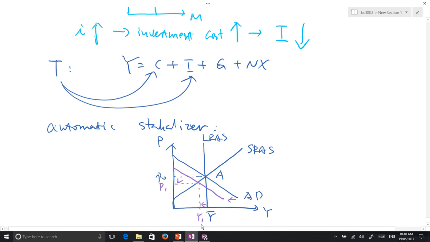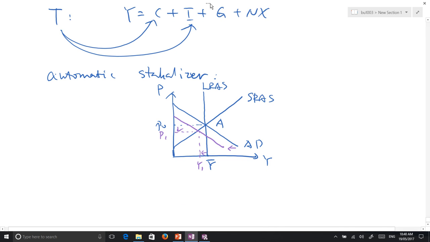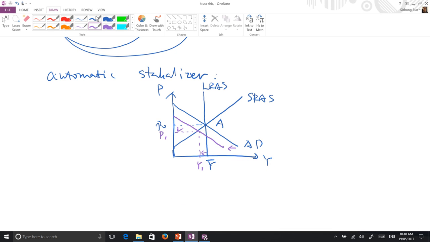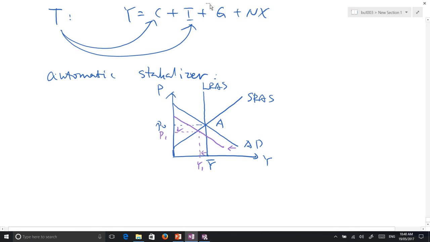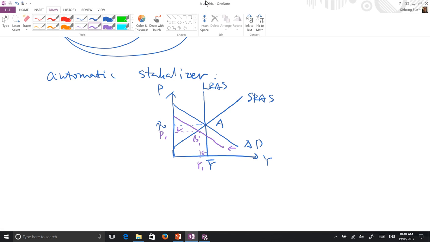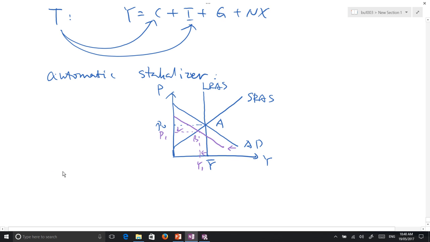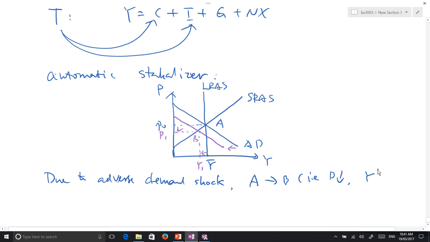Okay, so now given this, due to an adverse demand shock, which could be, say, from external sources, so there's a reduction in exports, the economy moves from A to B, i.e. price drops, output drops, and unemployment goes up.